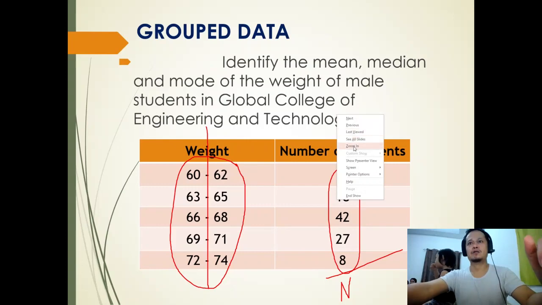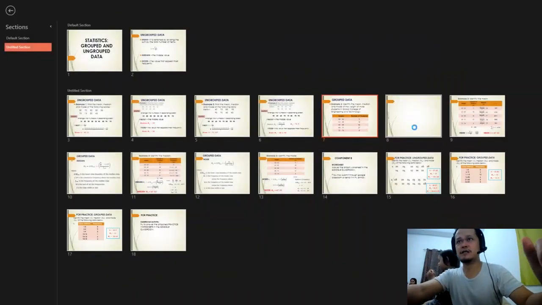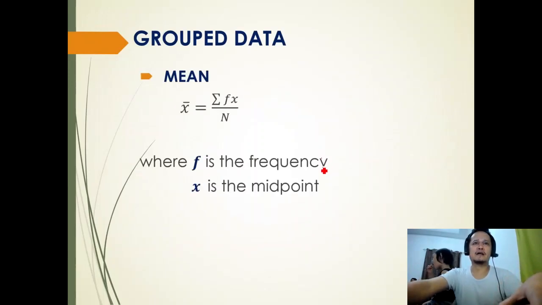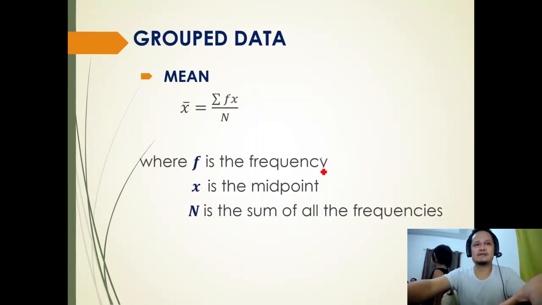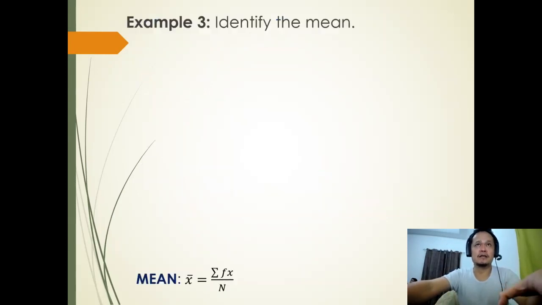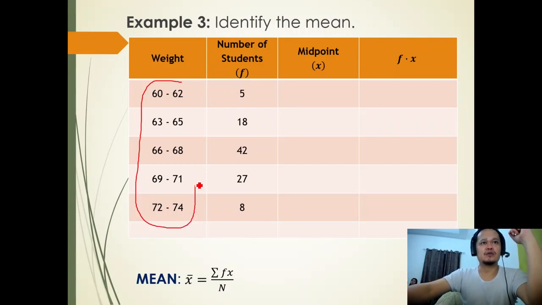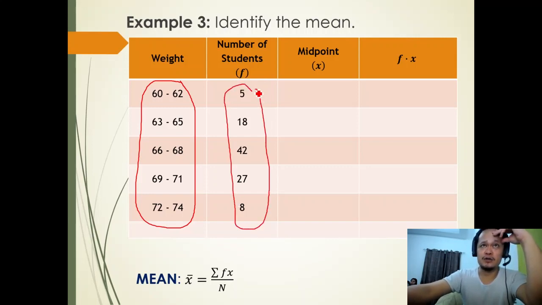So let's continue. So this is now your formula: x bar is the sum of all f times x, which is the midpoint, divided by the sum of all the frequencies. So let us go back to the table again. Remember that this is your class interval, 60 to 62, up to 72 to 74, and these are the number of students. So this will be your f. Now, what we need is to find x and to find your f times x.